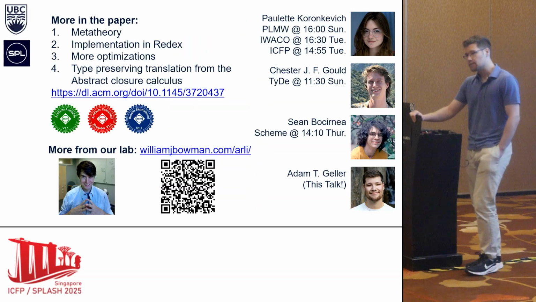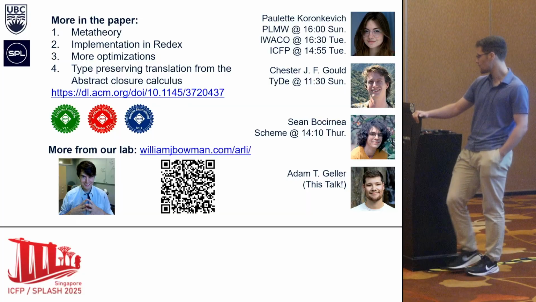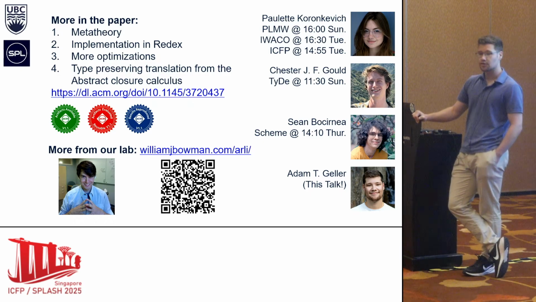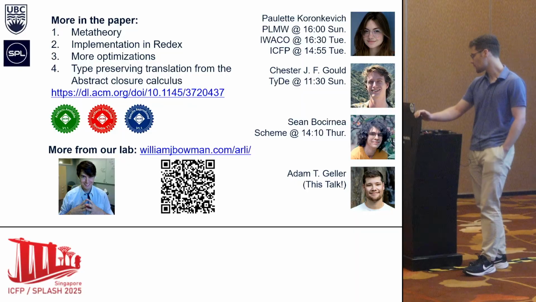So of course, in the paper is all of the meta theory. There is an implementation in Redex of the type system, the language, and optimizations. We also have more optimizations described in the paper, which can be done in a type-directed way, and we give a type-directed formalization of some past optimizations. We also provide a type-preserving translation from the abstract closure calculus. So this is basically a way of showing how you could fit FCC into your existing compiler, even if it's a type-preserving compiler, which is pretty cool.